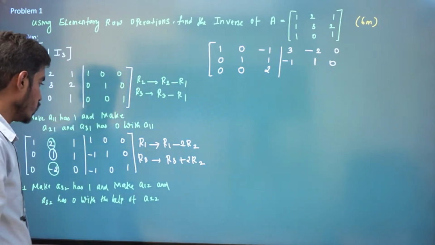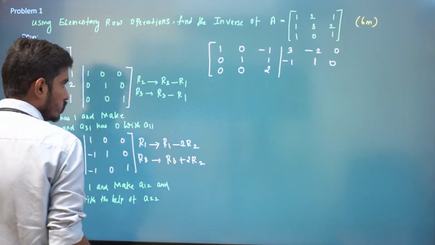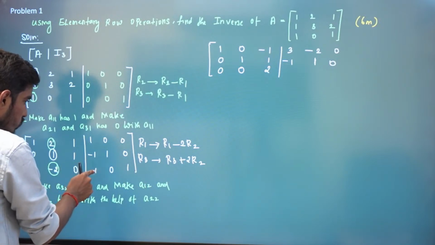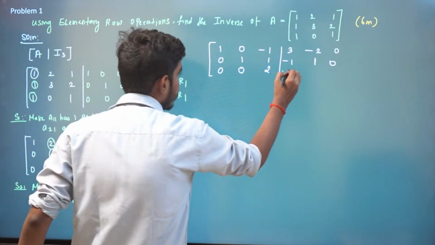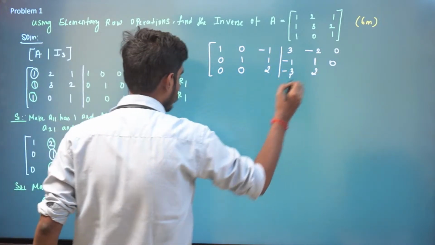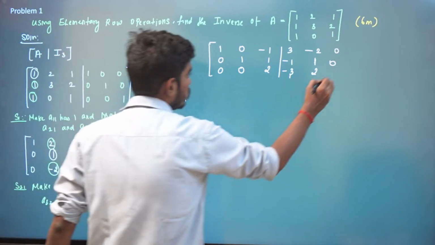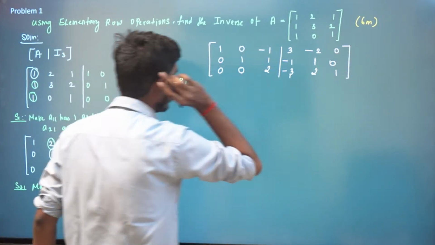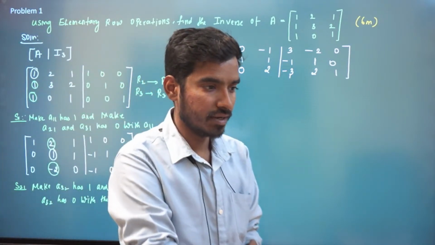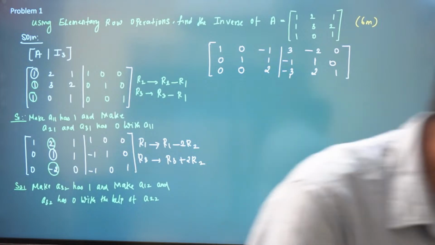Now R3 is R3 plus 2 times R2. So minus 1 minus 2, which is minus 3. 0 plus 2 times 1, which is 2. 1. Right? Now you can see our second column turns out to be the second column of the identity matrix.